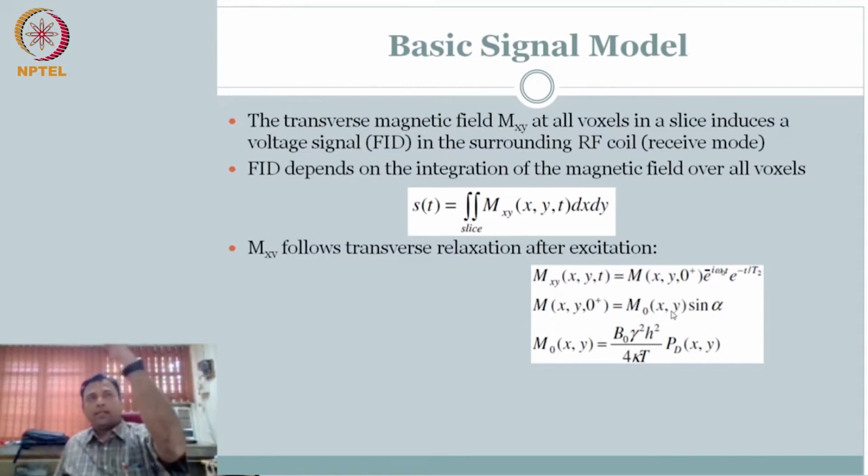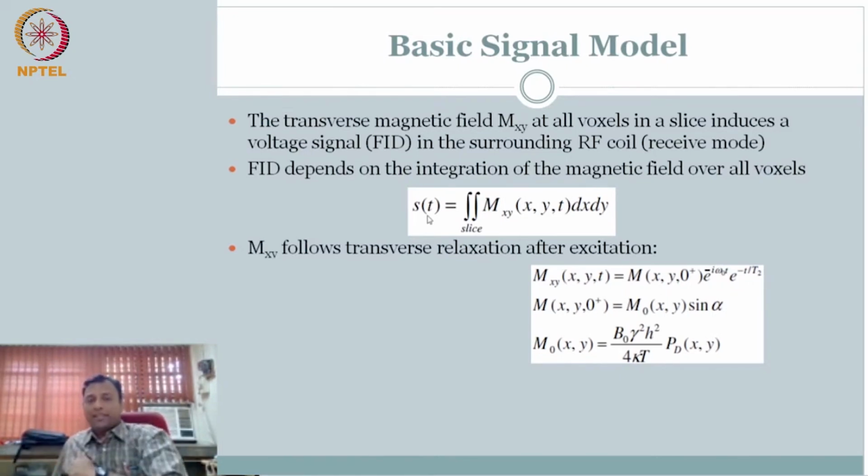M naught sin alpha. If alpha is 90 degrees, you are pushed from the equilibrium value to the floor. That is your starting point, and the starting point gets reduced exponentially with a time constant T2 or T2 star. So this MXY 0 is nothing but your first model we did, B naught gamma square. Essentially it is related to your proton density. So now quickly you see the transition. The basic signal here, the contribution from proton density, is falling on the floor, and that is the starting value. That is decaying with time with some time constant.